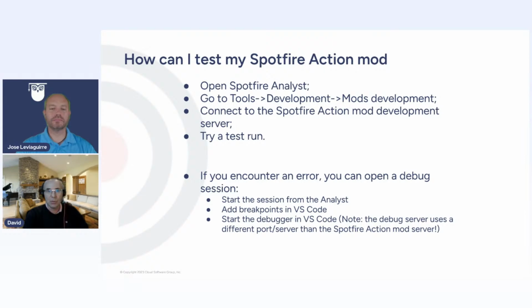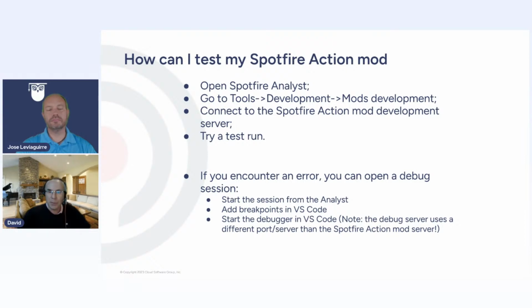You go to the Tools, Mods Development menu, you connect back to the action mod development server, try a test run, and if it works out perfectly fine, and we'll see in our demo if it does or not, then you're done. You can disconnect. You can then save the mod as a file or save it to the library for use throughout your Spotfire community.